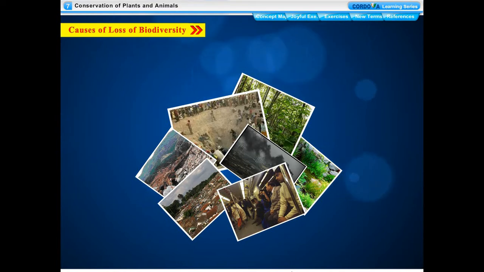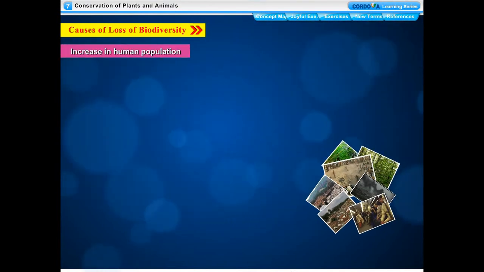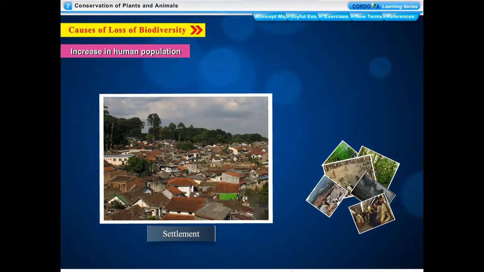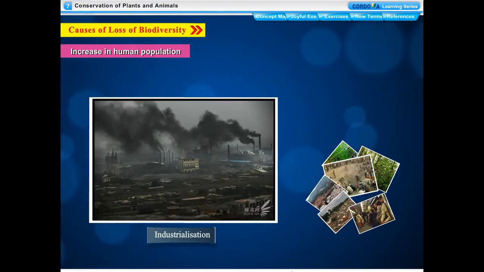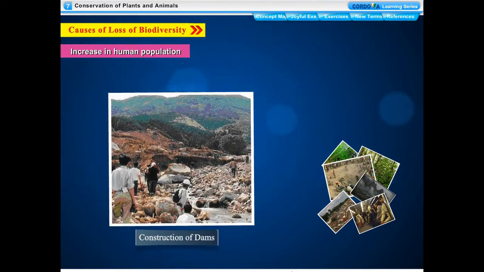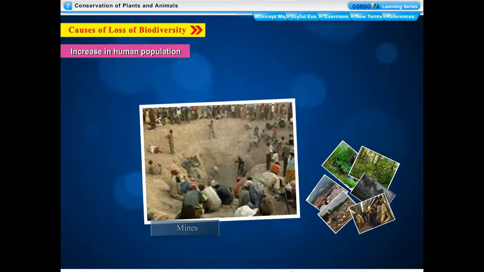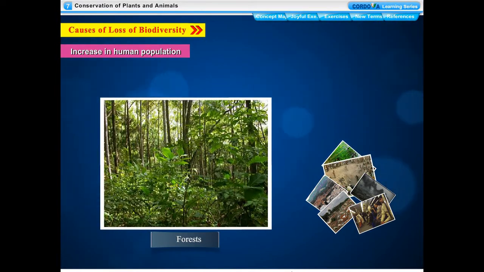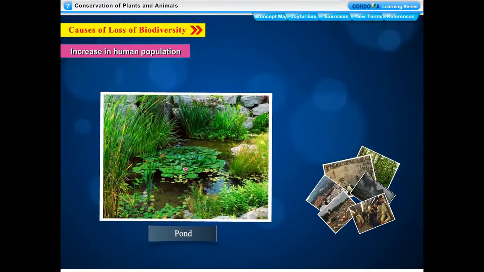Causes of loss of biodiversity. Increase in human population. The tremendous rise in human population is one of the major causes for the loss of biodiversity due to construction of a large number of towns and cities for human settlement, industrialization, and construction of dams, mines, etc. A large number of habitats like forests, ponds, etc. were wiped out. This led to loss of biodiversity.